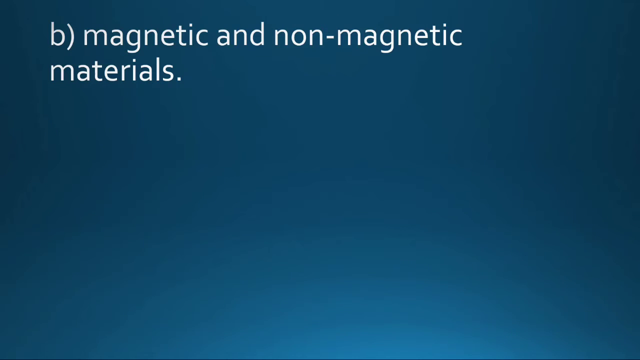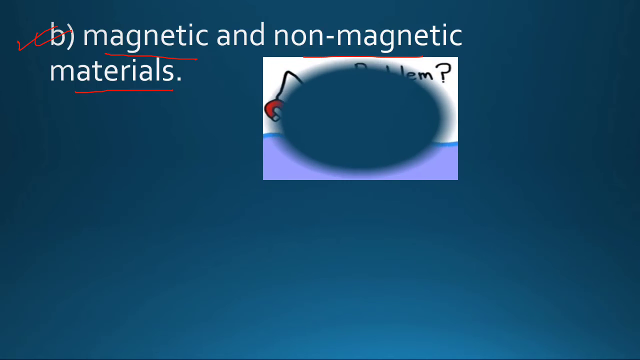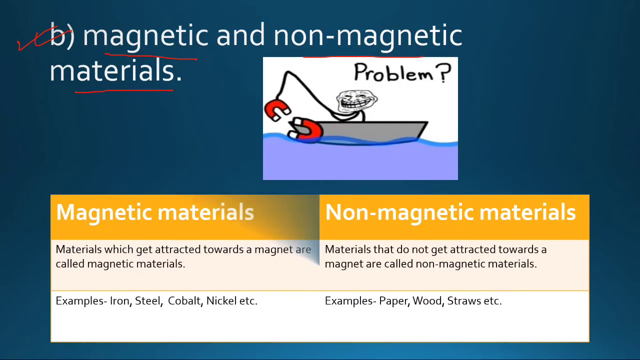Point number B. Distinguish between magnetic and non-magnetic materials. Answer. Magnetic material, non-magnetic material. Materials which get attracted towards a magnet are called magnetic materials. Materials that do not get attracted towards a magnet are called non-magnetic materials.